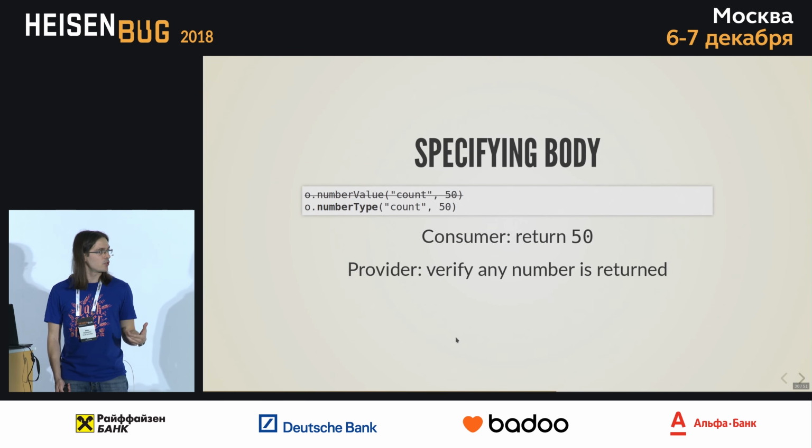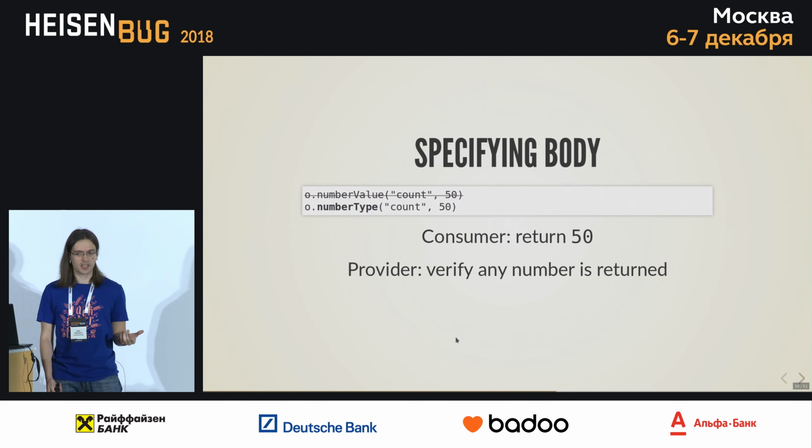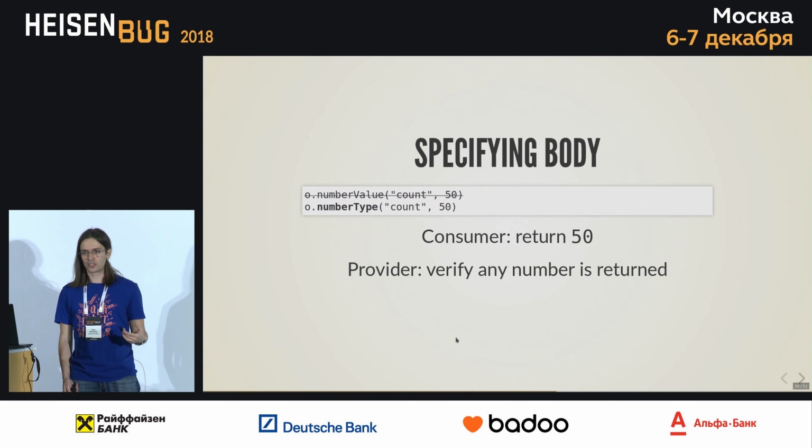And we can use a different method. Instead of number value, we can use number type. And here, this 50 is just an example. It will be used on the consumer side. This fake server will return it so that our code will work correctly. But the framework won't check anything on the provider side. Well, it will only check that this is a number.